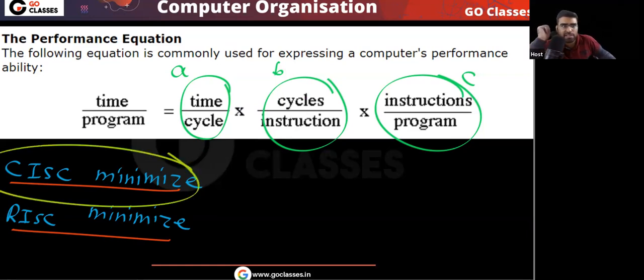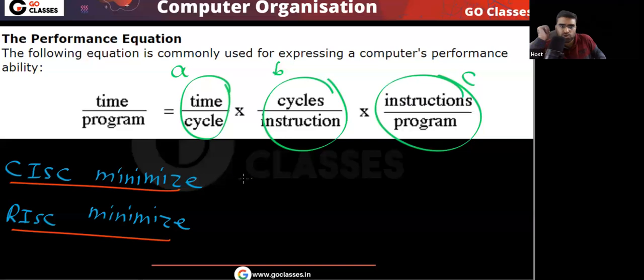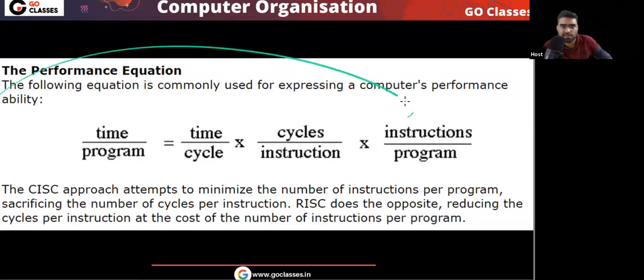See, CISC will minimize the number of instructions per program. So CISC will minimize A, number of instructions per program. That is the focus of CISC. CISC will minimize the size of the program, and RISC will minimize, for every instruction, how many cycles you will take. RISC will minimize the execution time for every instruction, and CISC will minimize the size of the code. Is this clear? Please tell me. So CISC will minimize this quantity and RISC will minimize this quantity. Okay, so you can see here.